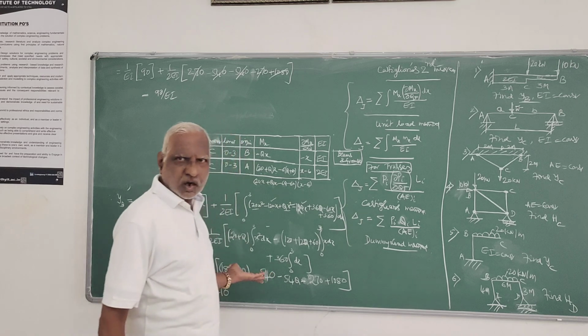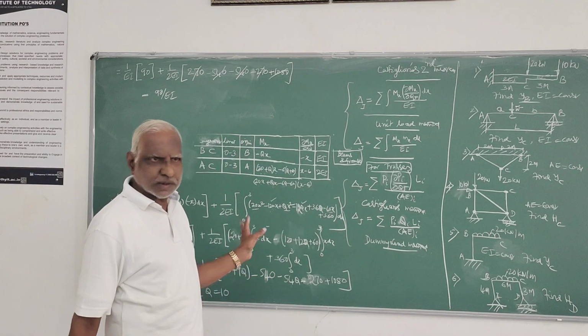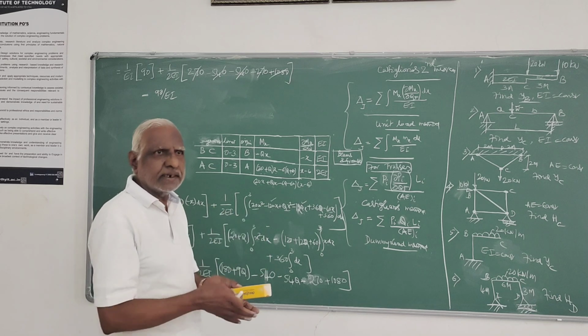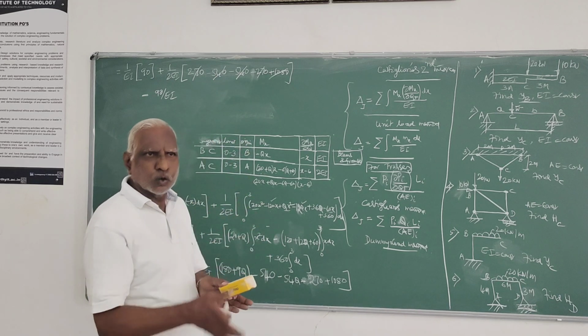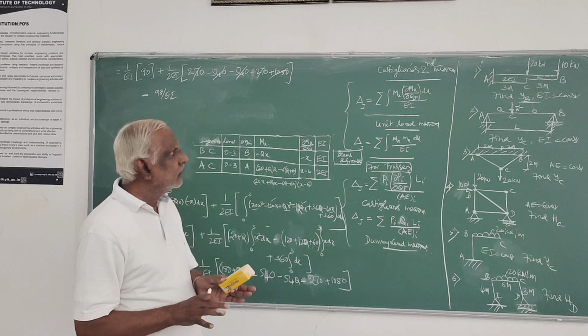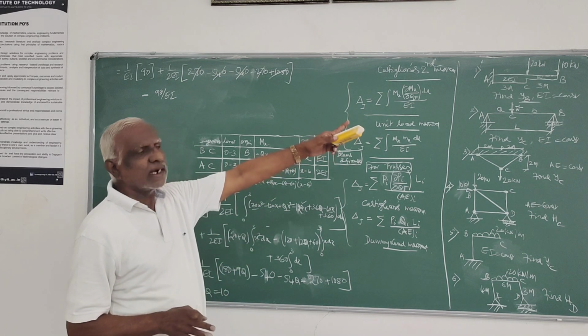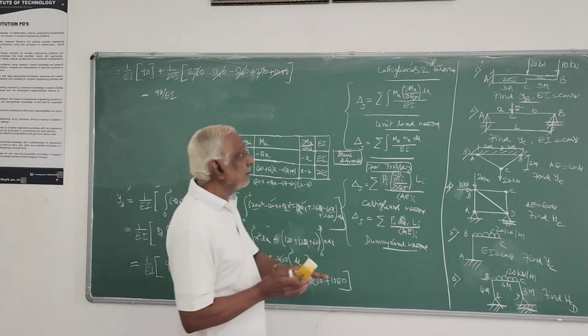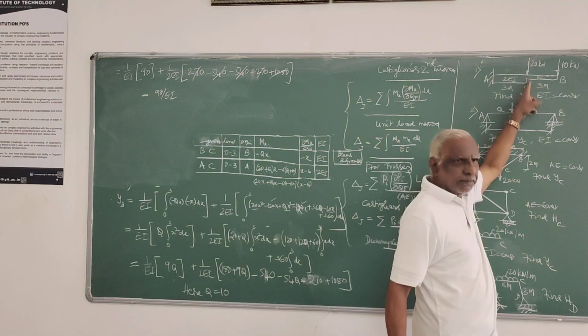I have solved it by Castigliano's theorem. That's all the procedure. Wherever you want to find the deflection, the displacement, at that point apply a load Q. So if we ask at C, we have to replace the 20 kilonewtons at C. If C is asked in the problem, then apply Q at that C point.